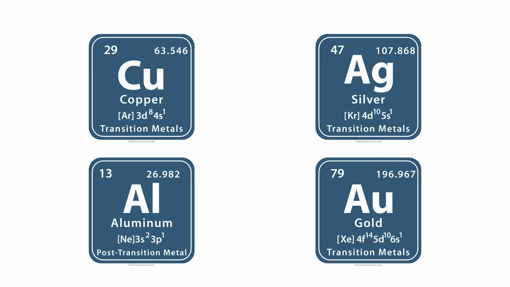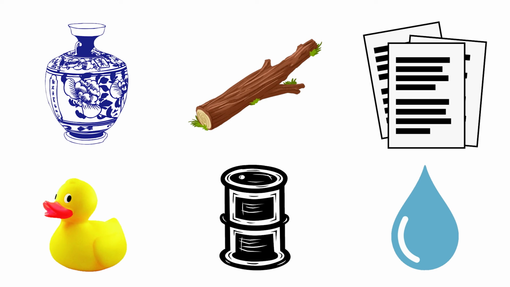Examples of conductors are copper, silver, aluminum, and gold. Examples of insulators are porcelain, wood, paper, rubber, oil, and distilled water.